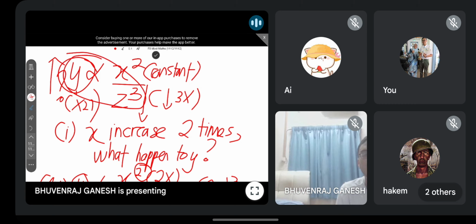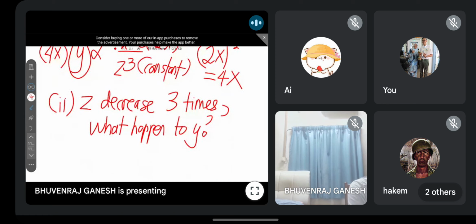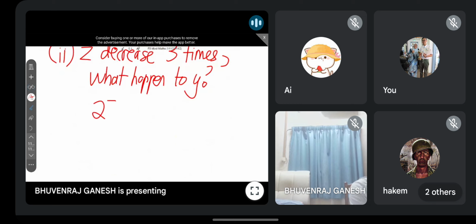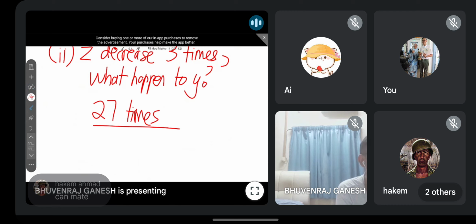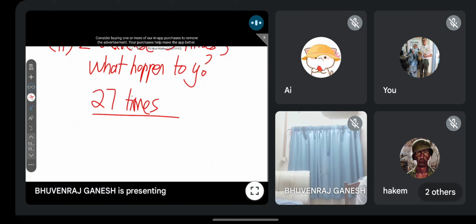Dua-dua ni menggambarkan ubahan songsang, inverse variation. So Z decreases, Y increases. Okay, that is why times 27. How 27? 3 cube. 3 kuasa 3, you get 27. So that is why you will get the answer 27 times. Understand guys? Can you all get it? Boleh faham? Okay, this is the concept. Okay, good. So now, we try with some question lah.